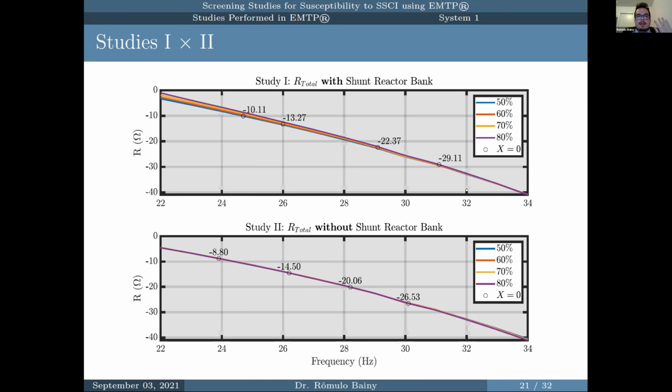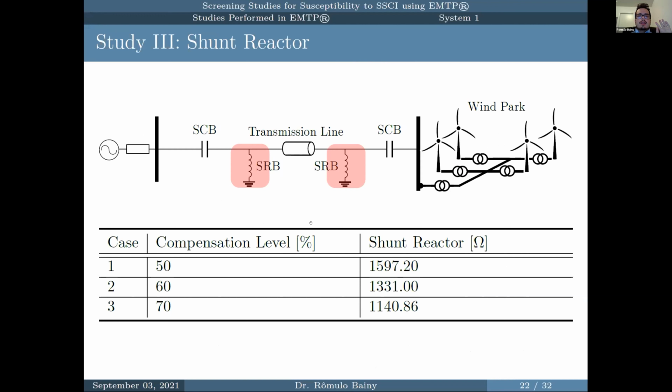But the results seem to be quite close from study number 1 with shunt reactor banks and study number 2 without shunt reactor banks. So let's move to study number 3. In study number 3, we are going to vary the compensation level of our shunt reactors. Just to simplify, I'm just going to show 3 studies here. We vary the compensation from 50 to 70%.